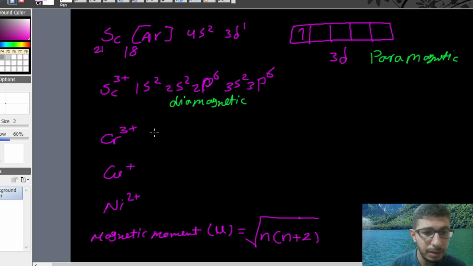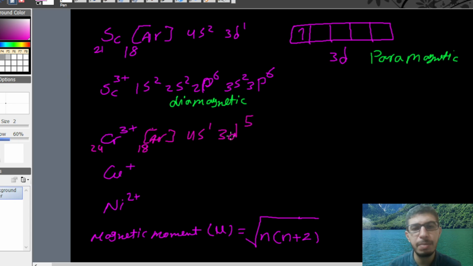Okay, so let's move on to chromium 3 positive. I will just write the electron configuration of chromium metal first, then move to chromium 3 positive. Chromium is 24. Let's start with argon 18, then 4s2, 3d4. But the electronic configuration here is not correct, right? It should be 4s1, 3d5.